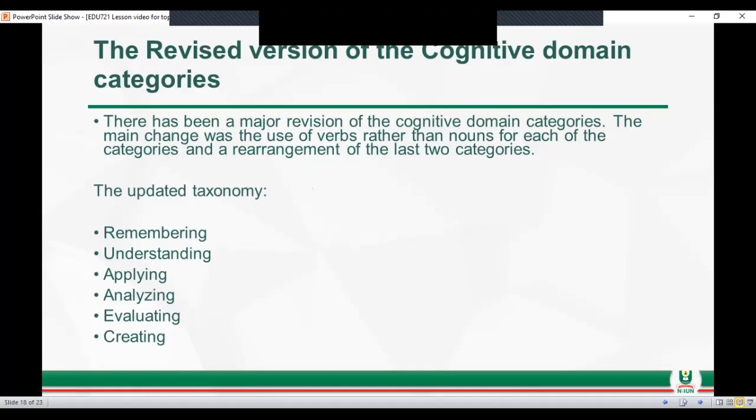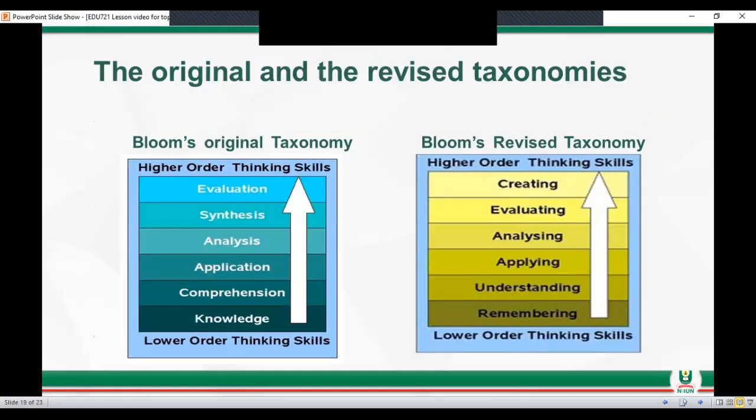That is, they are phrased in the form of verbs, the use of verbs. Remembering, for knowledge. Well, maybe this slide will make it clearer. Look at the original and the revised taxonomies of the cognitive domain. We are just talking about the cognitive domain.